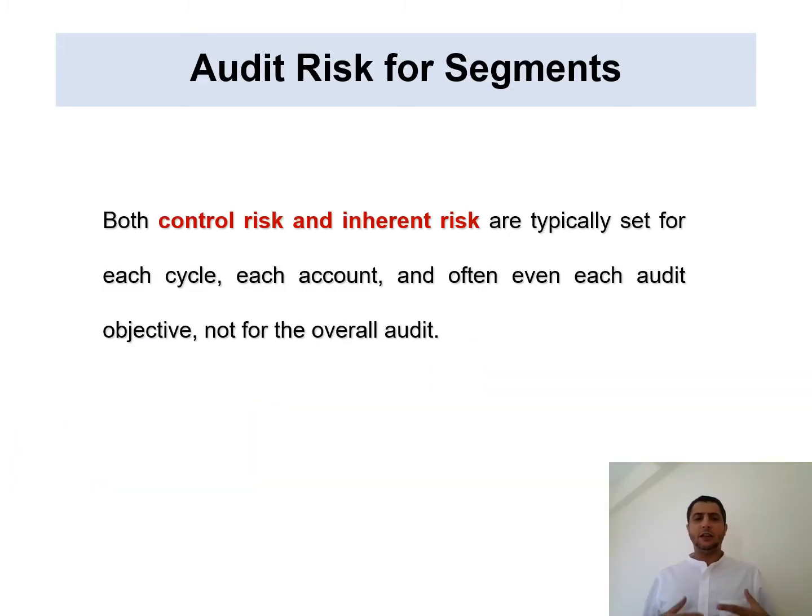After we discuss the audit risk type and the audit risk model, it is very important to link it and know whether we set up the audit risk at the level of the overall audit process or based on the segments. Both control risk and inherent risk are typically set for each cycle and each account. And for this one, I can give you an example. The close example is related to cash or the accounts receivable.